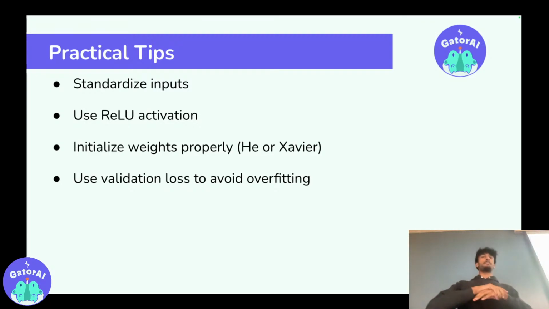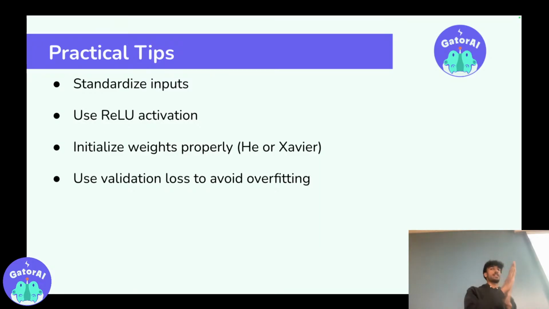And fourth, monitor your validation loss. It's extremely important during training. If it starts rising while training loss keeps falling, stop training. You're overfitting. And lastly, shuffle your data whenever possible. Use a validation set or a cross-validation set to make sure your model's performance is consistent.